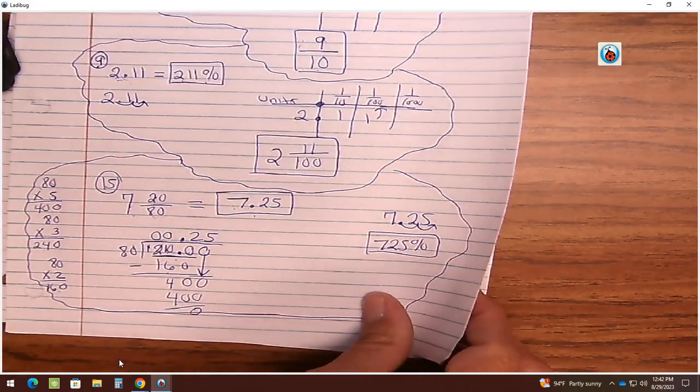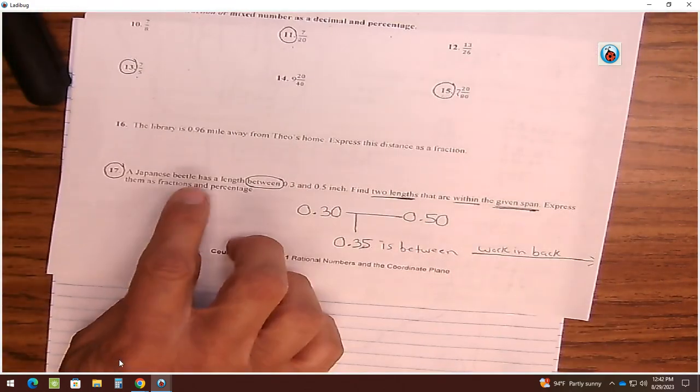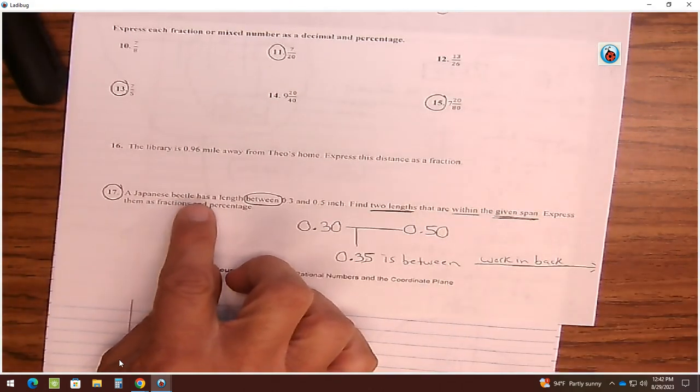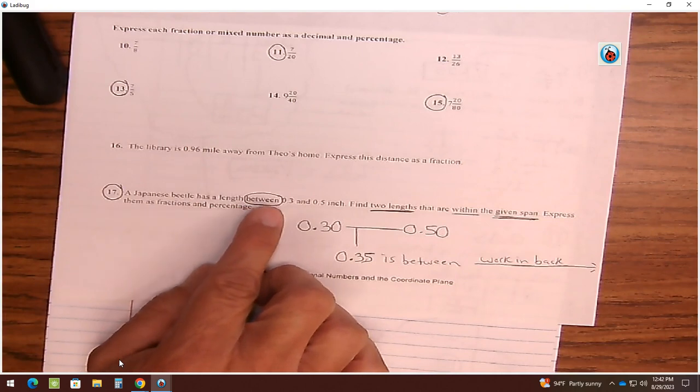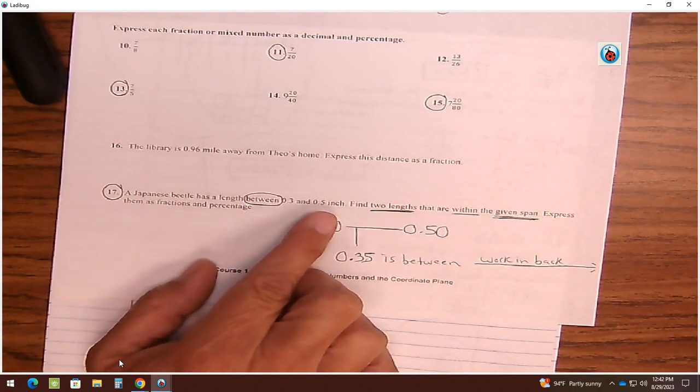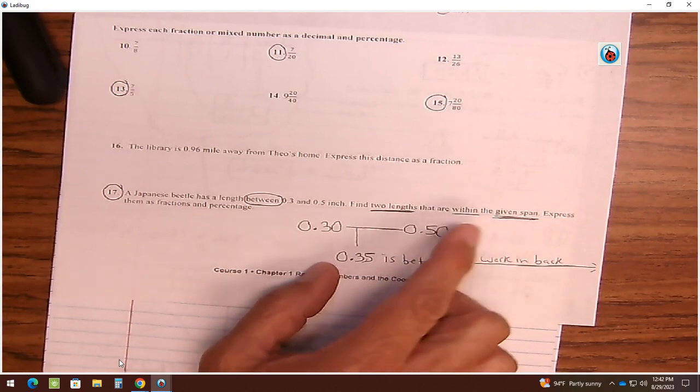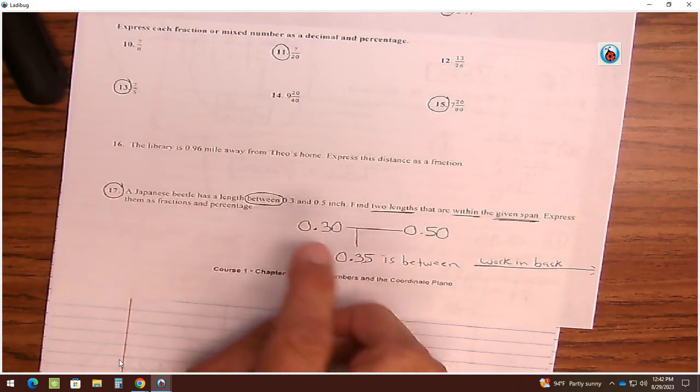The next one. The next one is number 17. This guy, number 17. It says a Japanese beetle has a length between 0.3 and 0.5 inches. Find two lengths that are within the given span, express them as fractions and percentages.